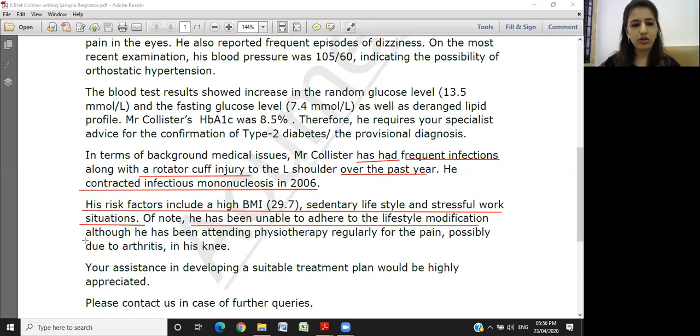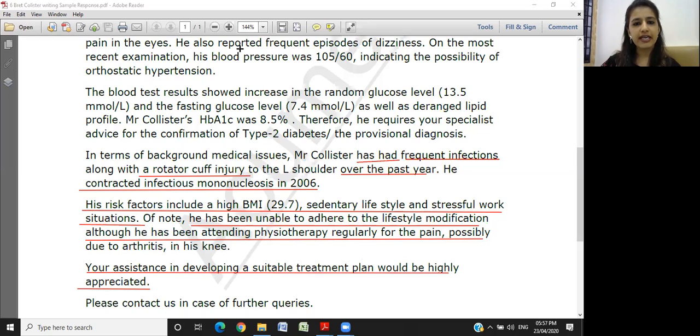Okay, so here we used a complex sentence that he's attending physiotherapy, but otherwise he's not able to make lifestyle modification. And then here a final request: your assistance in developing a suitable treatment plan would be highly appreciated.